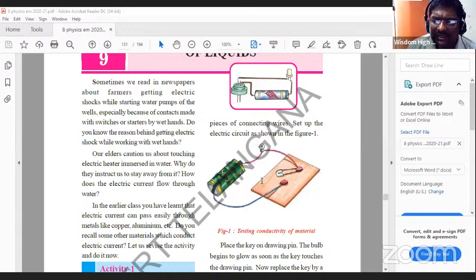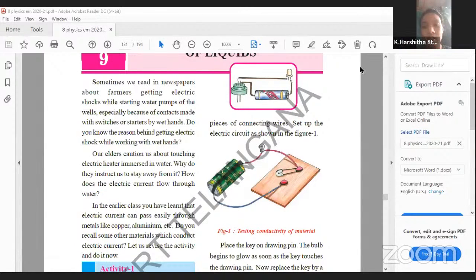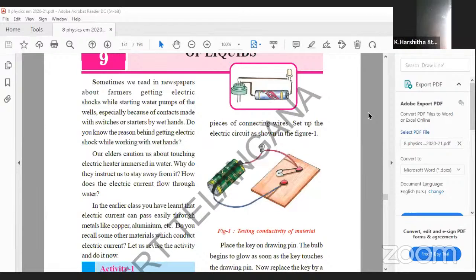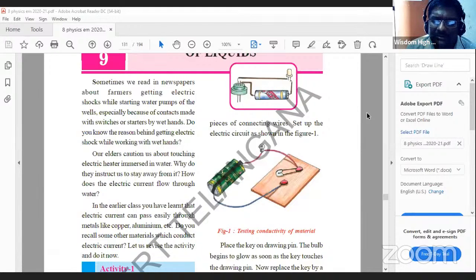Arshita, yes? Sir, this lesson is completed. Yes, it's completed, but for the violet students it is not over. Only half of the lesson is over for the 8th violet students, and we are just recapitulating. For us it is completed, and the eighth white and yellow section students also completed. Yes, Imasri, what do you want there?